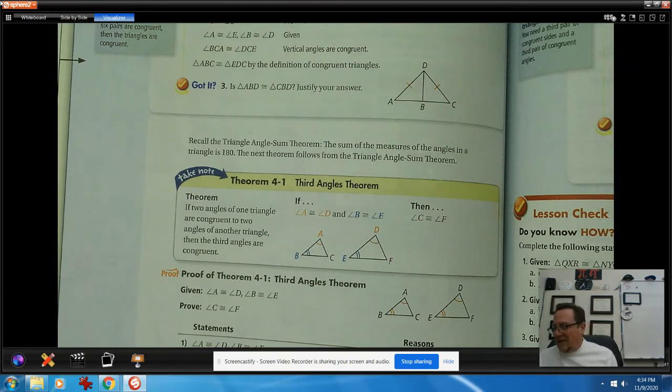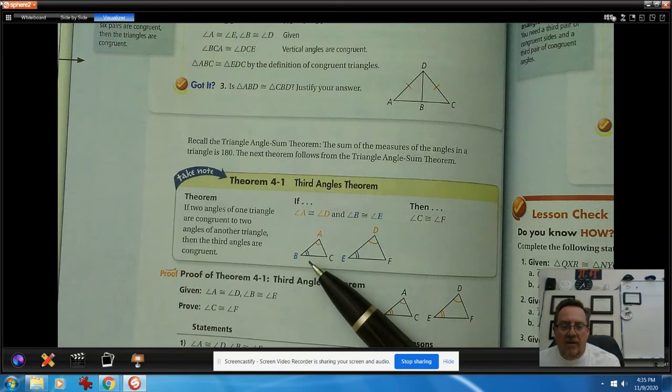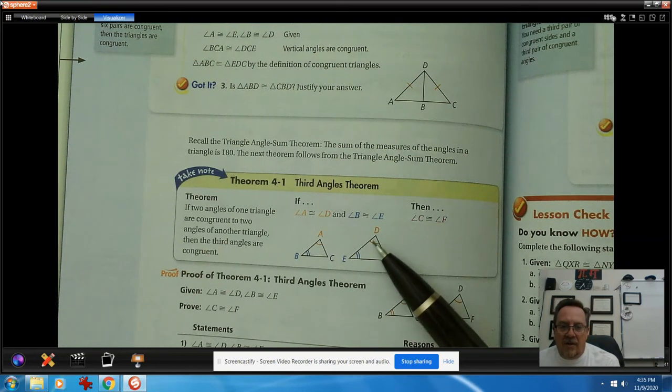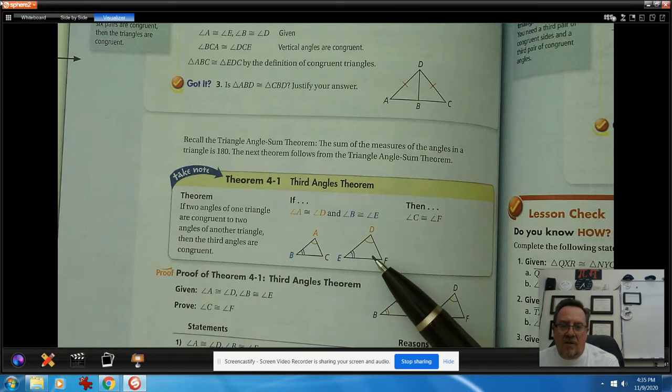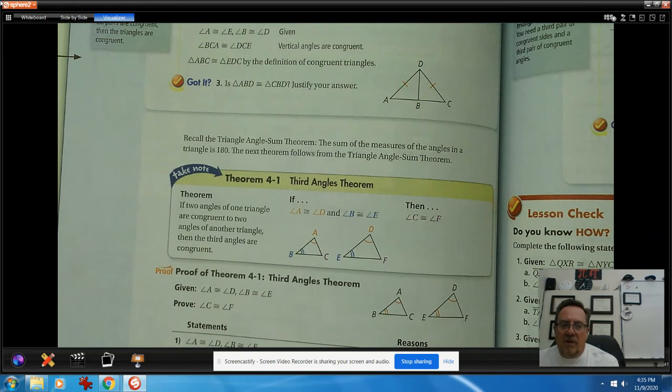The next thing that your book says is maybe we can do this a little shorter. And so what it says is this. Because if I add up all of the angles, what are called interior angles of a triangle, their sum is 180. If I knew two angles in this triangle and I knew two angles in this triangle, I could conclude that the third angles here would have to be the same measure as well. And that's just what it says. It says if two angles of one triangle are congruent to two angles in another triangle, then I can say those third angles must be congruent as well.